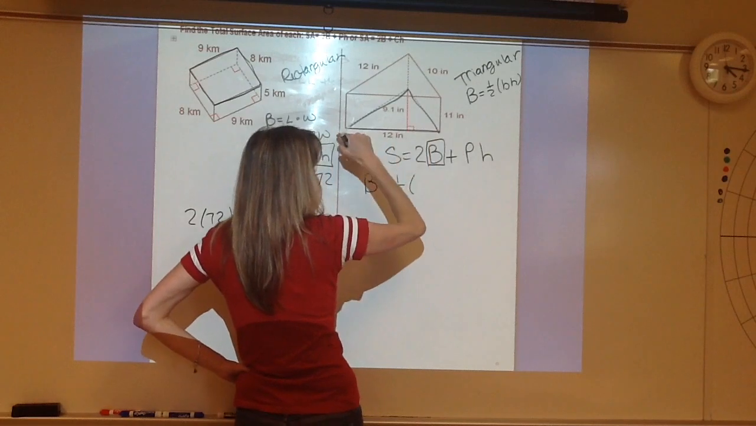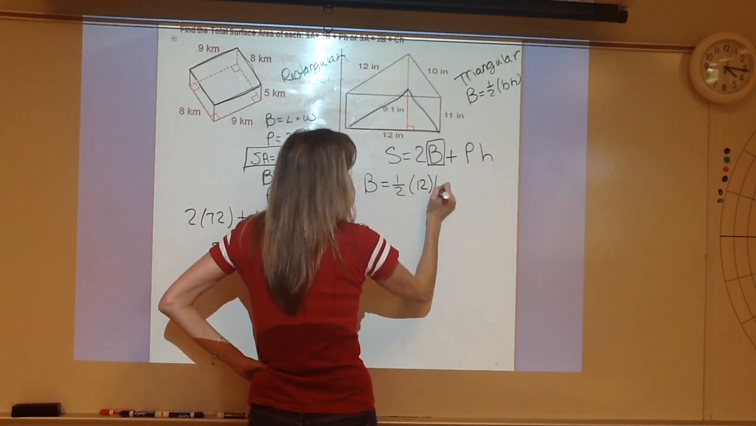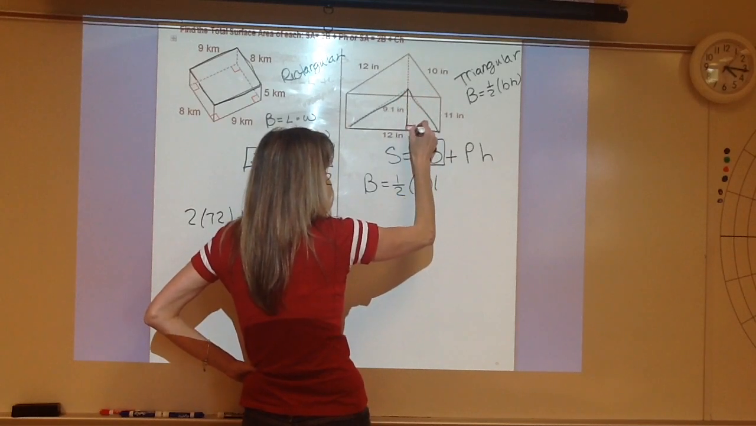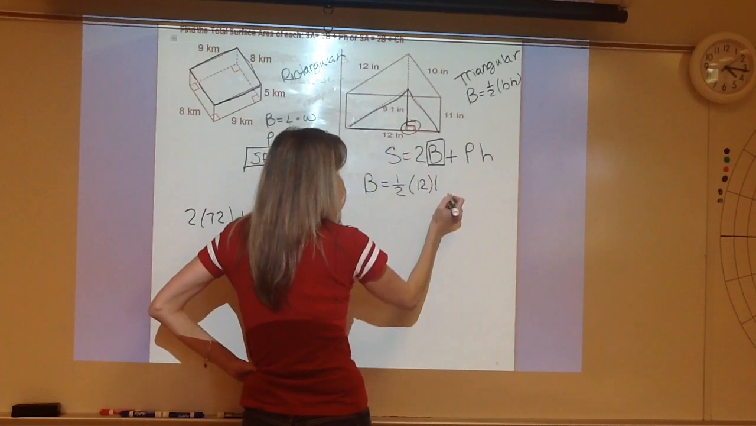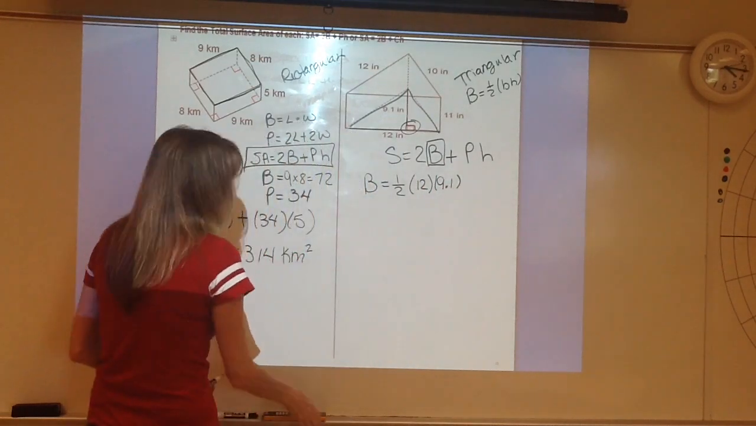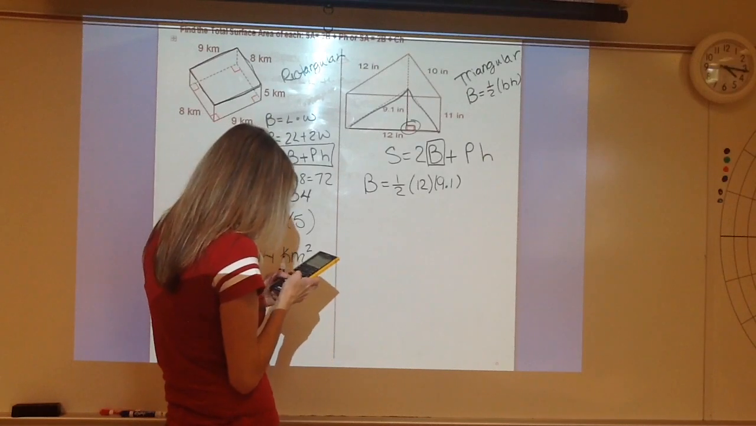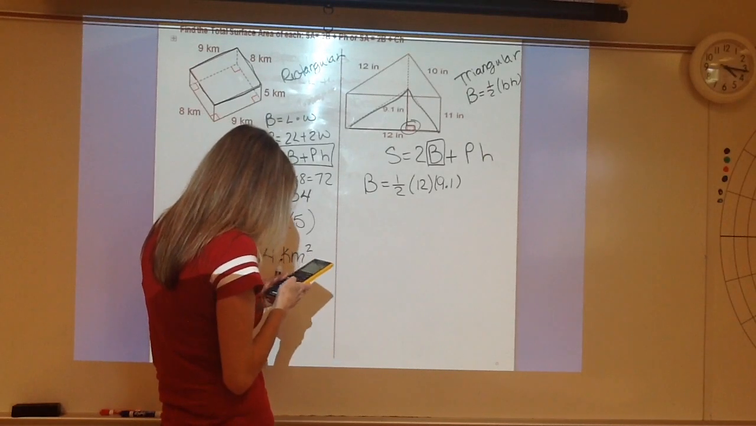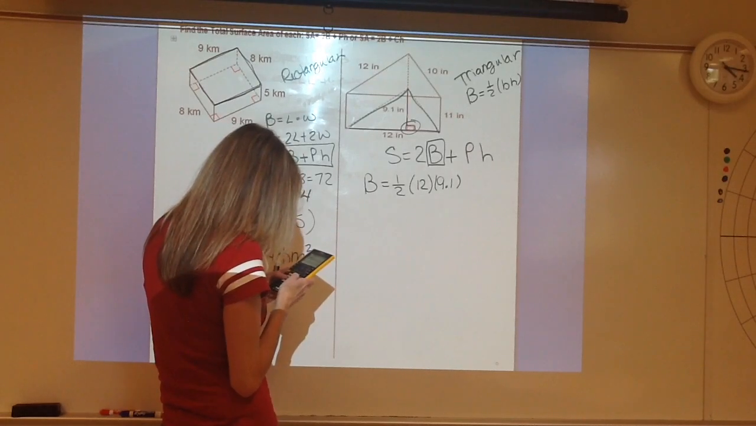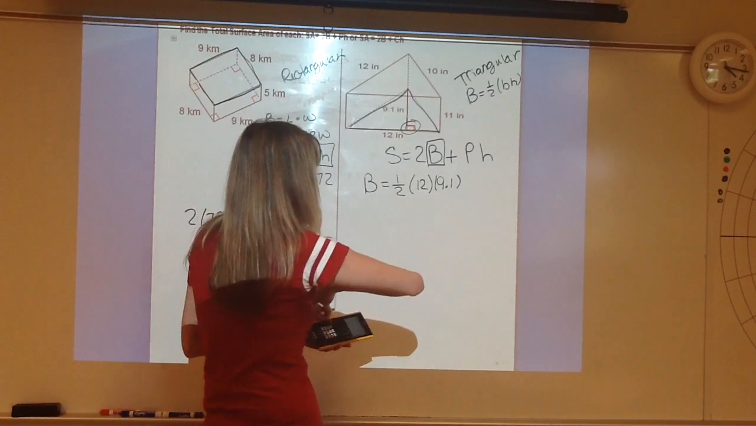So look at your picture. What's the base of the triangle? It's 12 times the height of the triangle. The height of the triangle and the base of the triangle make a 90-degree angle. So the height of the triangle is 9.1. So I'm going to find big B first. And that's 54.6.